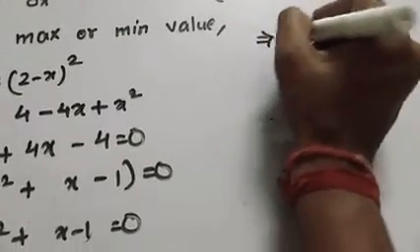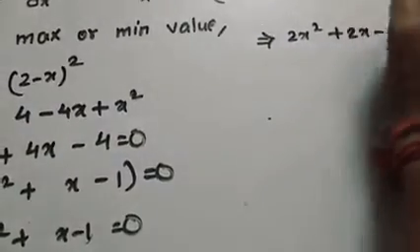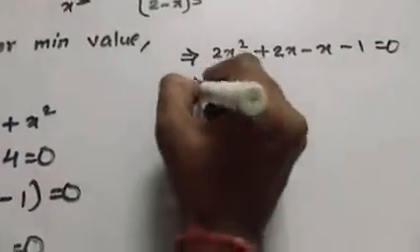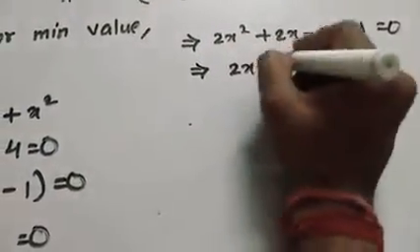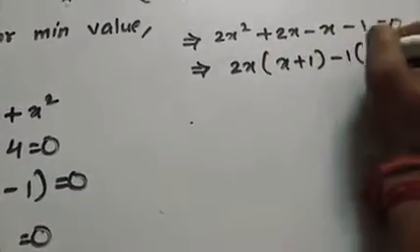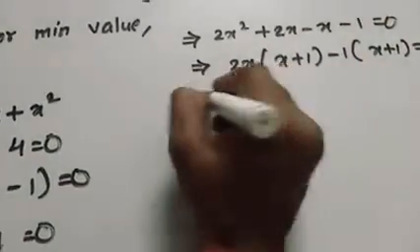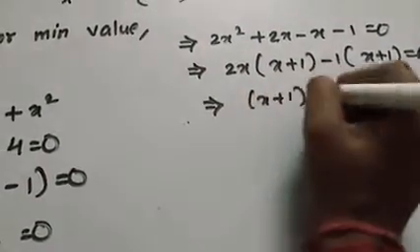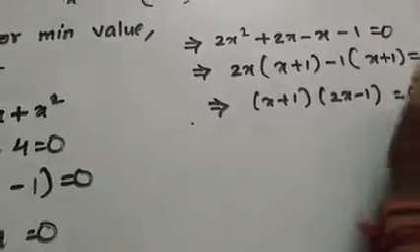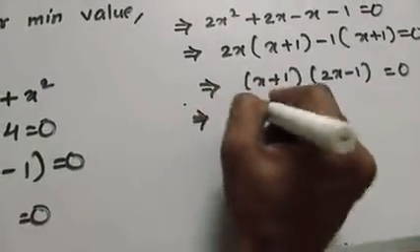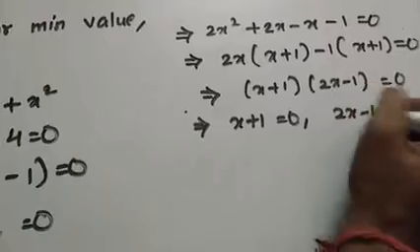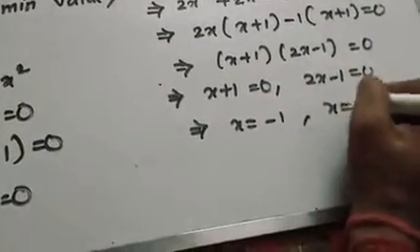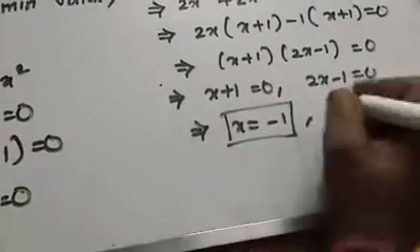So that is 2x square plus 2x minus x minus 1. We have used 2 and minus 1. Now taking the common, 2x common, so here x plus 1, here minus 1 common, here x plus 1. Now x plus 1 is common in both the terms, let us take that one. So 2x minus 1 equals 0. So finally x plus 1 equals 0, 2x minus 1 equals 0. So from here we get x equals minus 1, and here we get x equals half. So these are the 2 points.